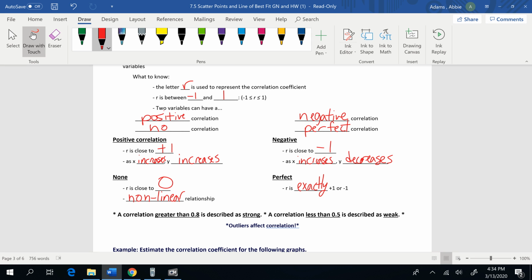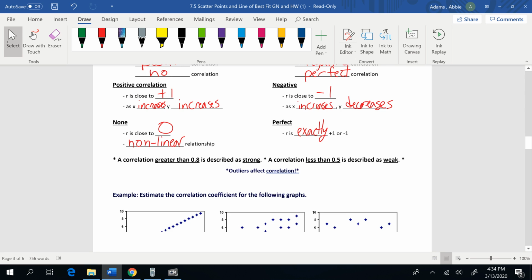And also remember that your outliers are going to affect your correlation. So you may have a straight line going straight up, nice little slope, but you have an outlier. That outlier is going to decrease the strength of your correlation coefficient. So let's look at some examples.